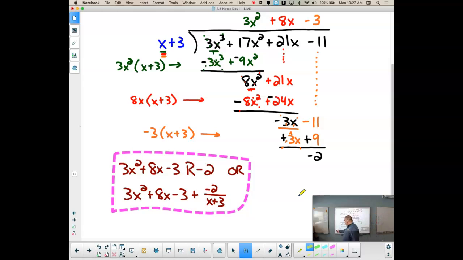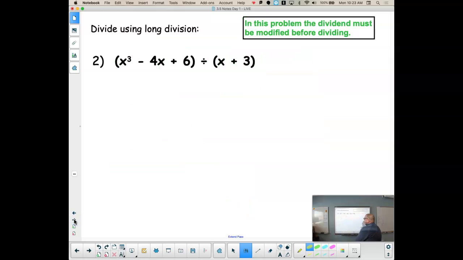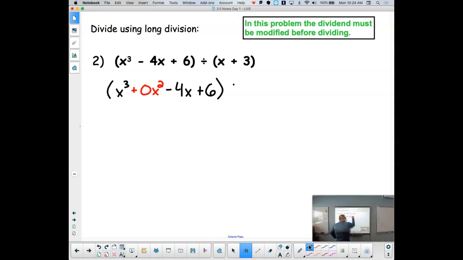With that being said, let's go on to the next one. I will set this one up for you, and then I would like you to do it. This problem has a tweak to it, a twist to it. Because this problem is really x cubed plus 0x squared minus 4x plus 6 divided by x plus 3.